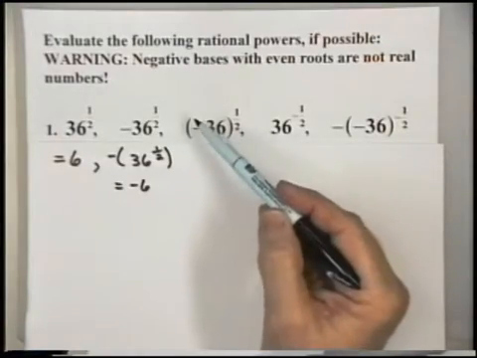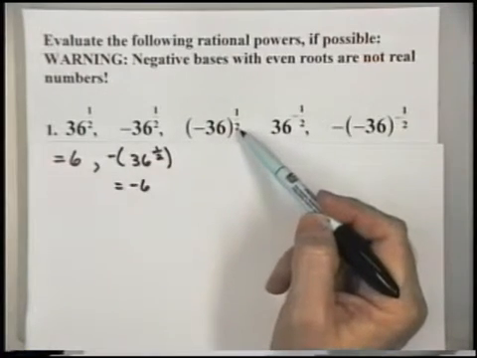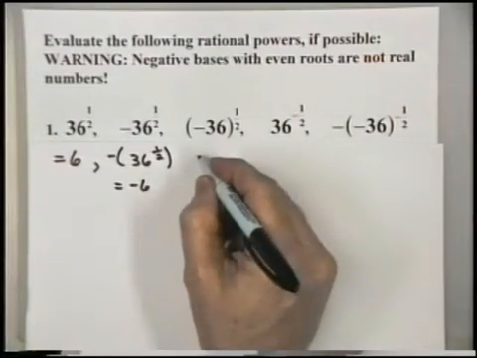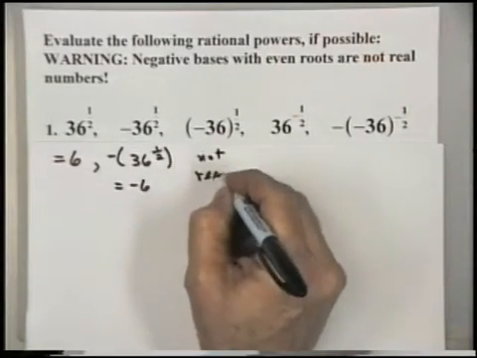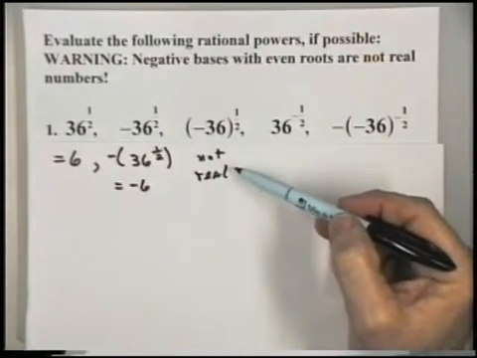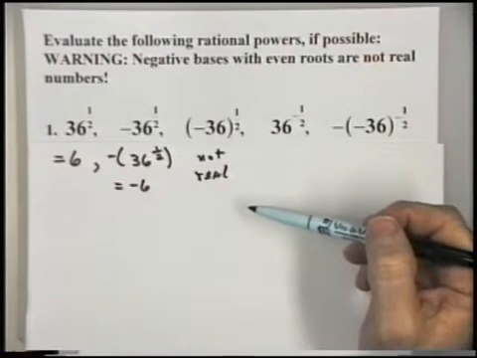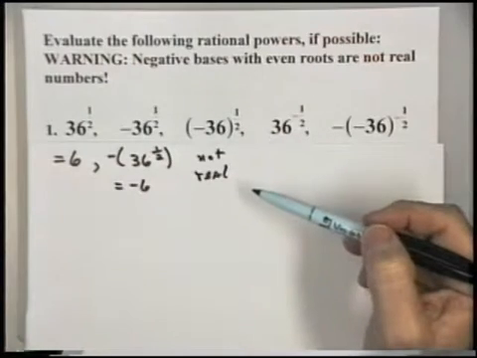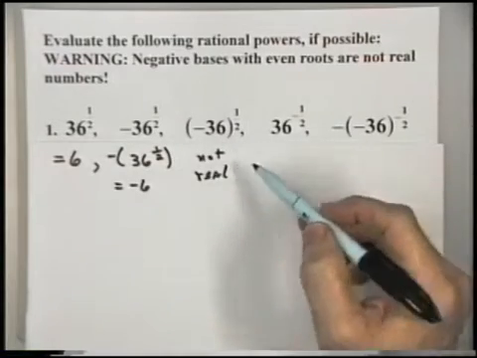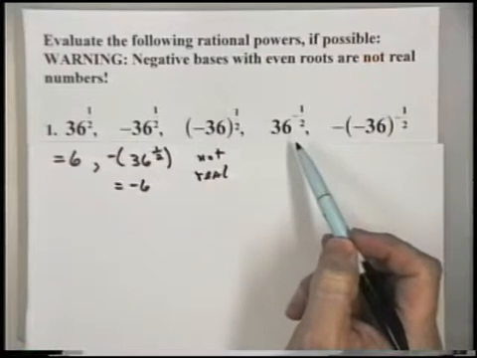How about the third one? Well, now we got a negative base, don't we? Negative base and an even root. A negative base and an even root is not a real number. And that's what we say. Not real. Or your instructor may ask you to write that it's undefined, because that's also true. It is undefined. We certainly don't know what it is. We have not defined it. So you may be asked to say it's undefined or that it's not a real number.